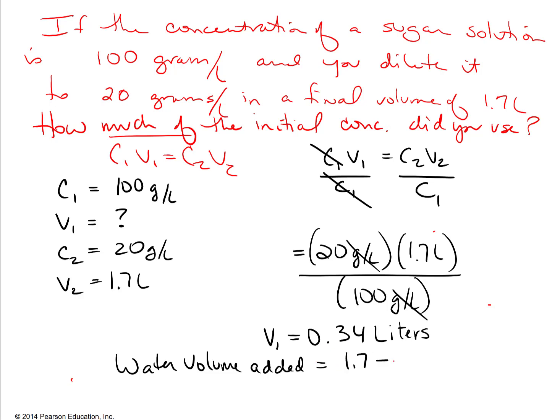So 1.7 minus 0.34 is 1.36 liters. That's the water, because that's going to make up the difference. So with dilutions, you can actually figure out how much water. When you make up a percent solution or a molar solution, you really don't know how much water. You're just trying to get to a volume of the solution, solute and solvent combined.